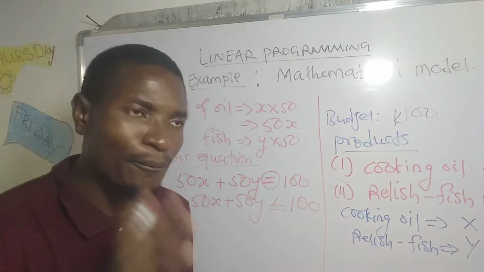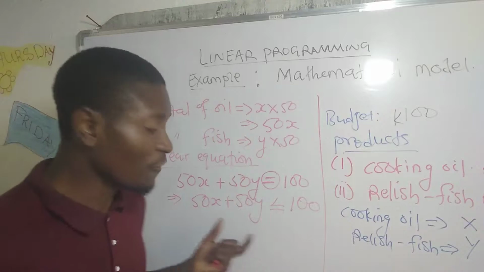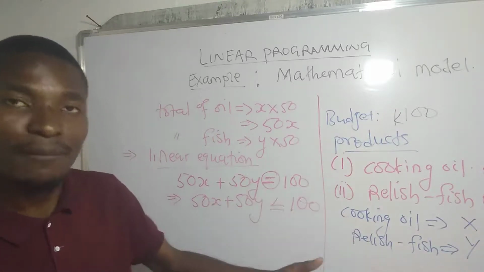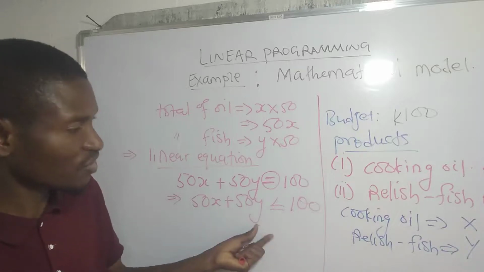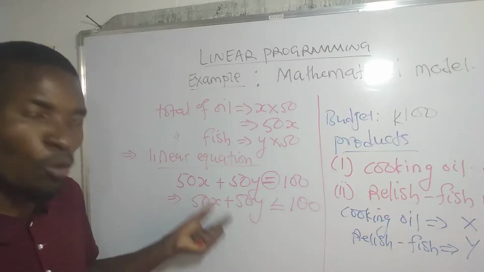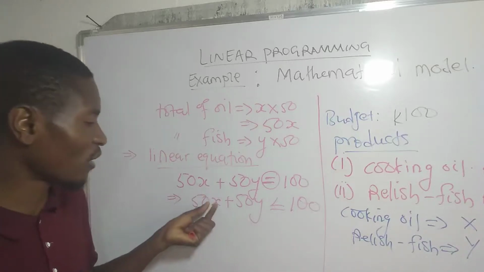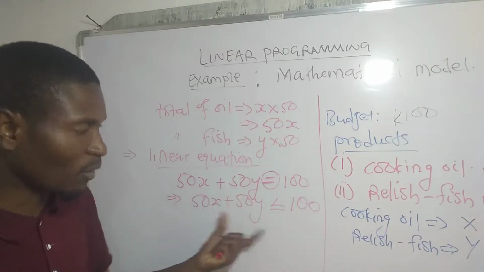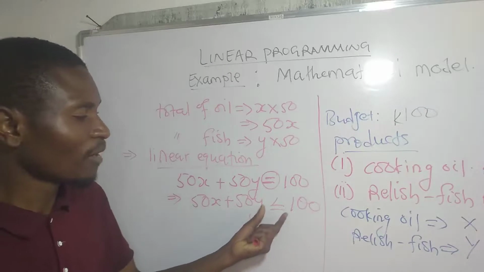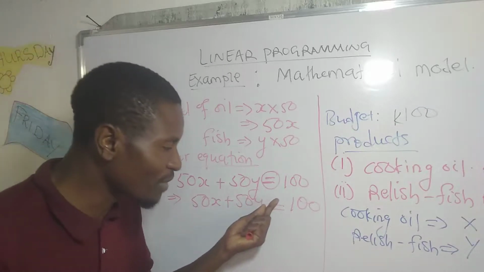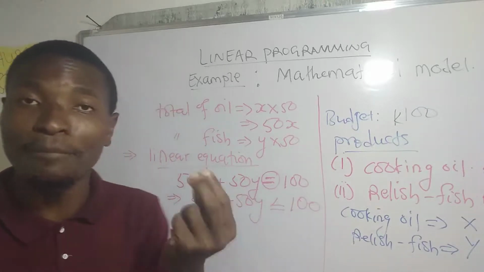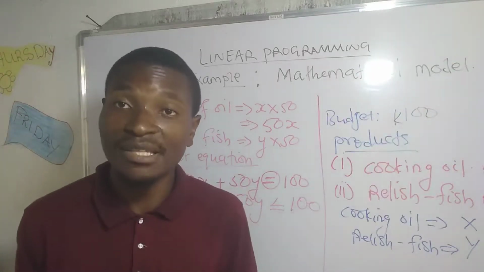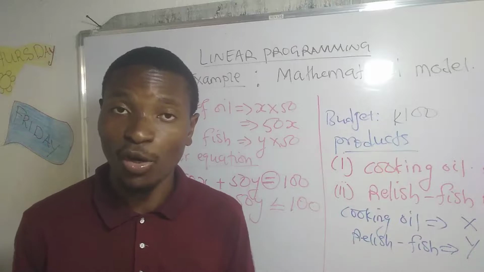Now, the interpretation of that is 50x plus 50y, meaning 50 kwacha times whatever number of relish we buy, plus 50 kwacha times whatever number of cooking oil containers we buy. We sum them together, and it should be less than or equal to the budget that we have. So we should be within our limitation of the budget. Okay, I hope that is understood.